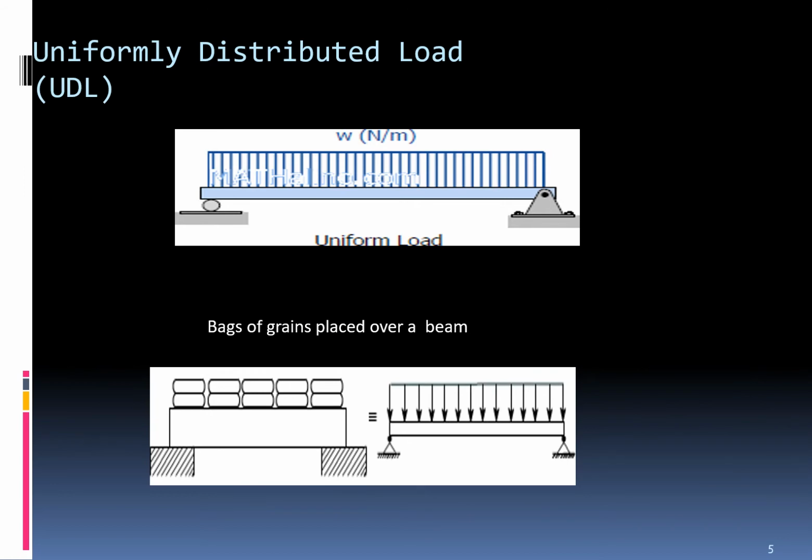Uniformly distributed load. It is that load whose magnitude remains uniform throughout the length. In the figure you can see the intensity of the load is same throughout the section. Uniformly distributed load is usually represented by W and it is pronounced as intensity of UDL over the beam or slab, etc. We have given an example here. Bags of grains placed over a beam can be considered as a UDL.